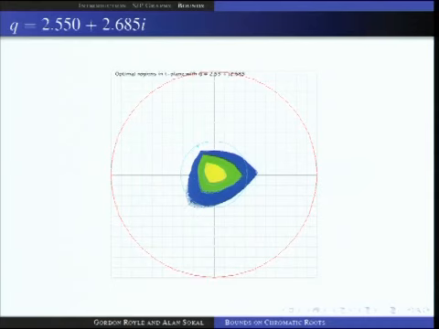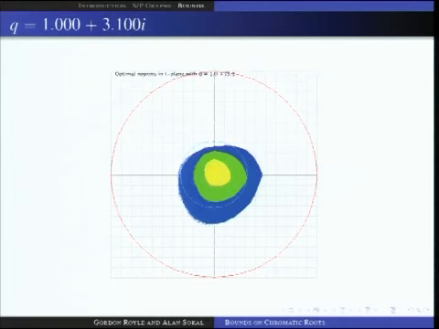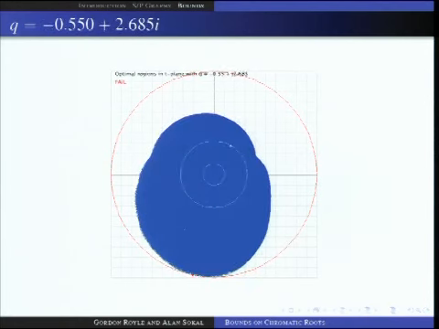So there's the next one, and that's clearly bounded within t less than 1. So that value of q is good. 3 point whatever it was is good. 2.55 plus 2.685j, if we believe the picture, is not a chromatic root for any such graph. All right, next point. Okay, well, that's fine. 1 plus 3.1i. What about the next one? Oh, no good.